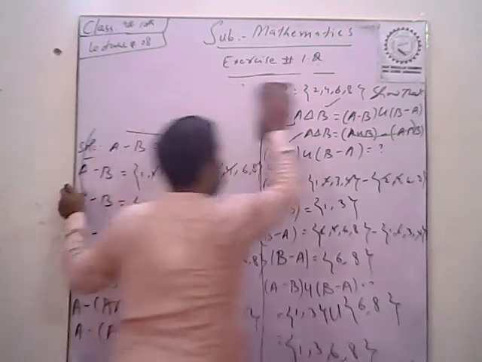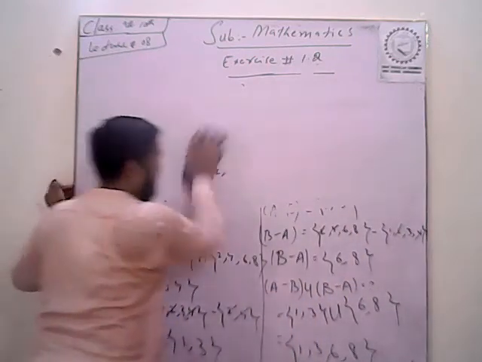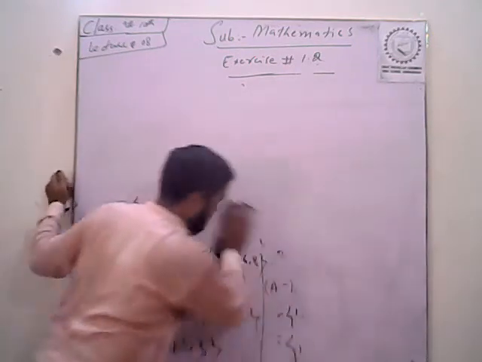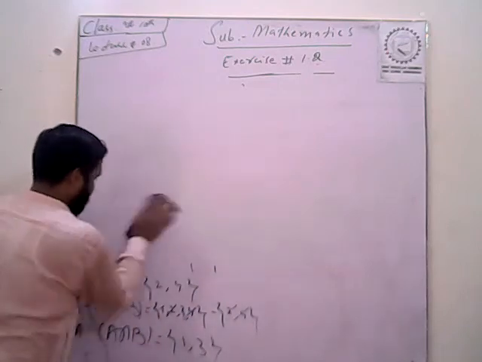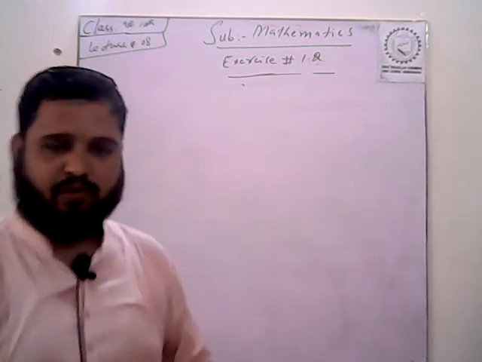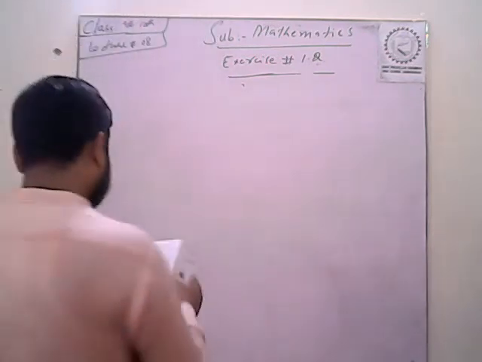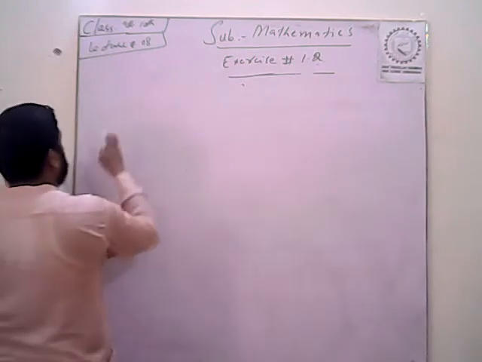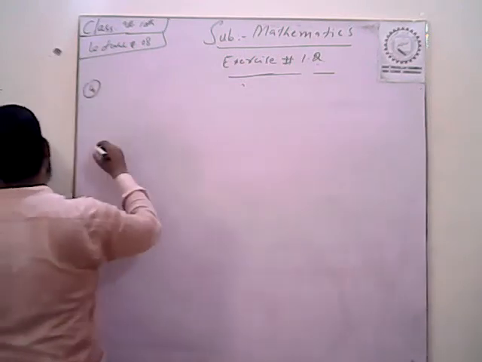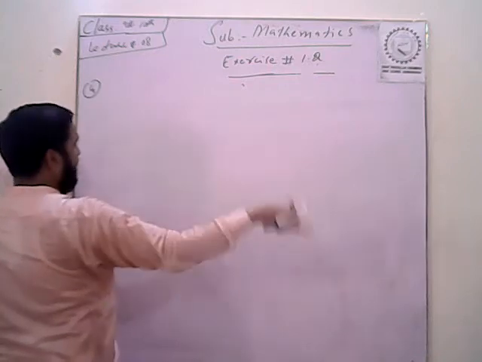Here is another question, question number 4 in your book. Prove that, given two sets A and B, union and intersection have the commutative property. So for example, question number 4, we have to prove the commutative property of union and intersection.